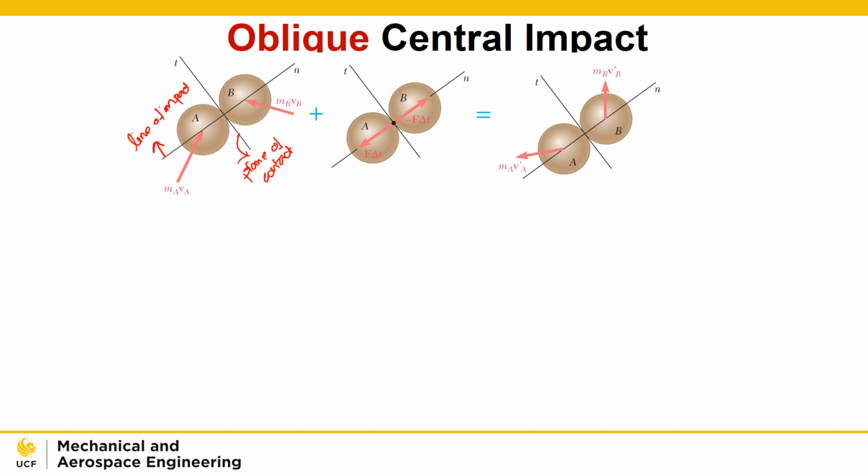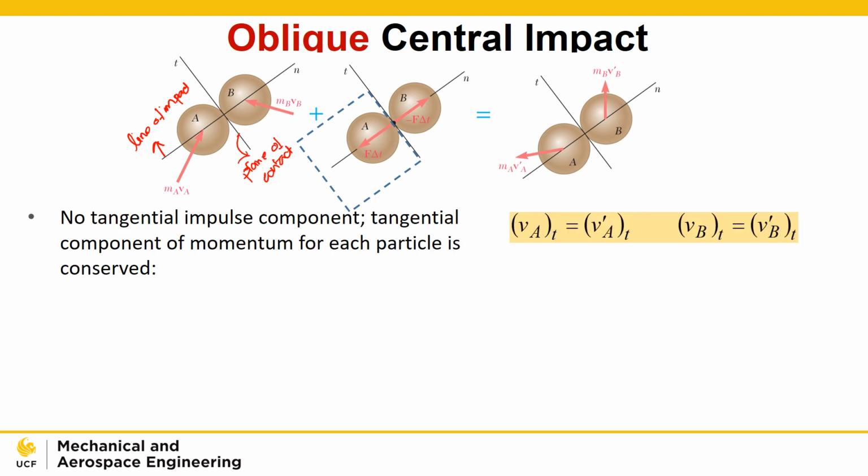Now, if we look at each individual particle, we'll note that there are no external forces acting on each individual particle along the t-axis. Therefore, there is no tangential impulse component, and the tangential component of momentum for each individual particle is conserved. Therefore, we can also say that the tangential component of the velocity of each particle remains unchanged. Hence, VAt is equal to VA prime t and VBt is equal to VB prime t.